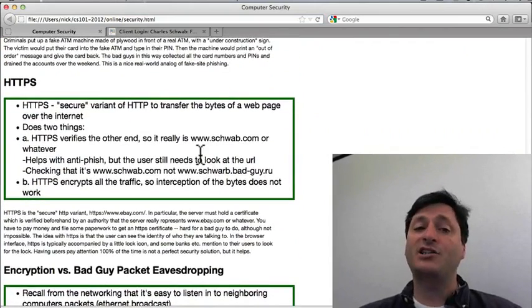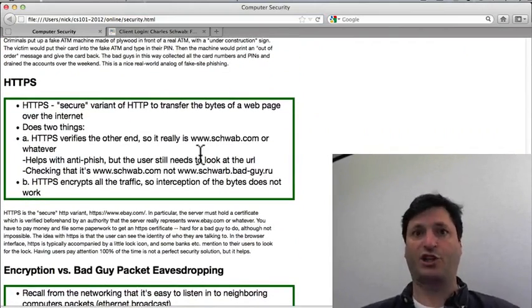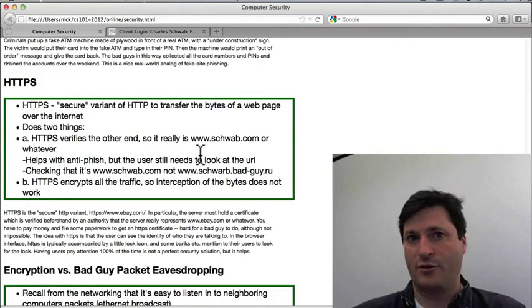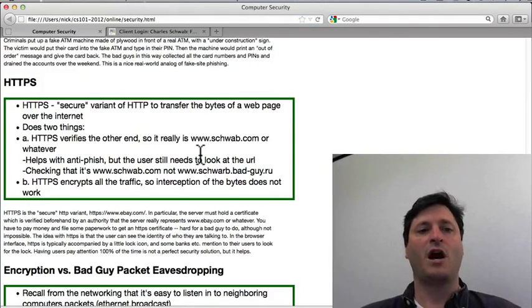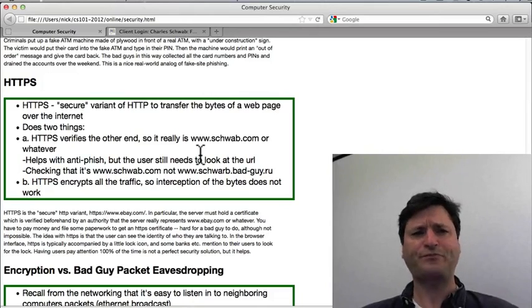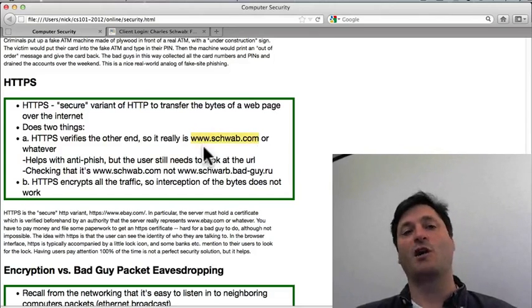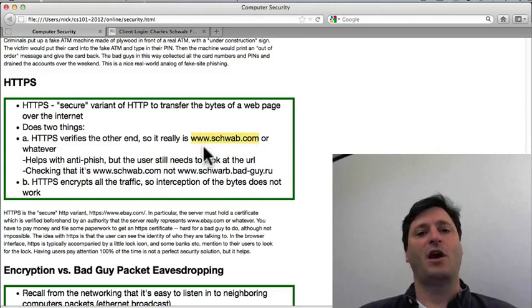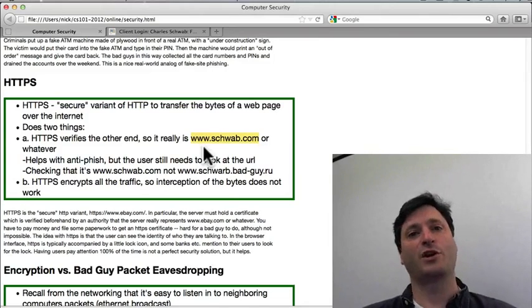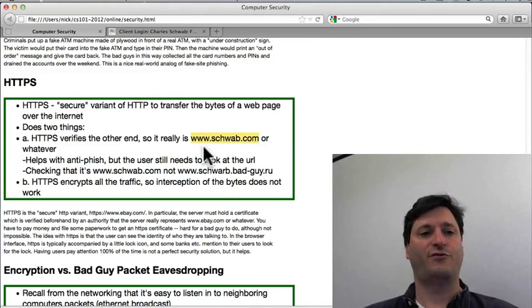So HTTPS adds some security features that are attractive for a site like Schwab.com. And actually it does two things. The secure variant, HTTPS, verifies that it really is Schwab.com or whatever on the other end. And there's some technical measures it can make there where Schwab has to file a certificate and do some other paperwork so that that can be verified for HTTPS. So that's good. So that helps with anti-phishing.